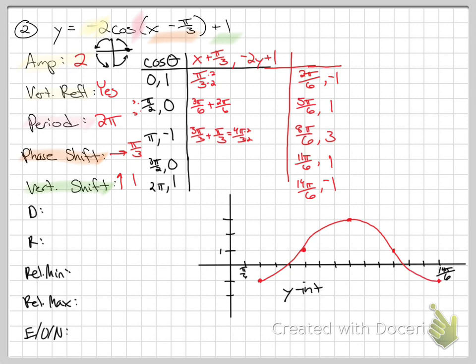Pause it and copy down the answer blanks. Fill out as many of them as you can. Domain, again, this is one period, one cycle of cosine, but it goes on forever, all real numbers. The lowest my graph goes is -1, and it touches that. Smallest number first. The highest my graph goes is 3, and it touches that.